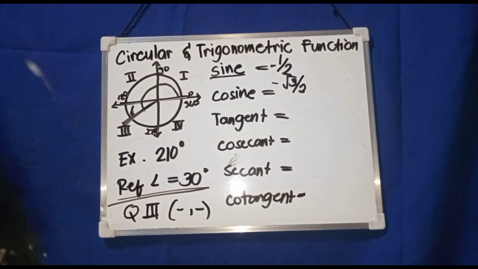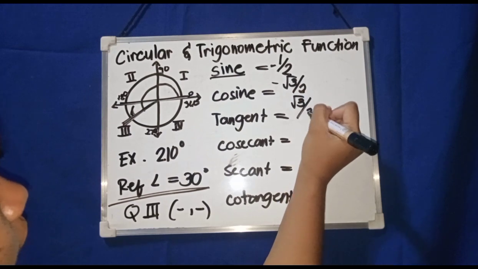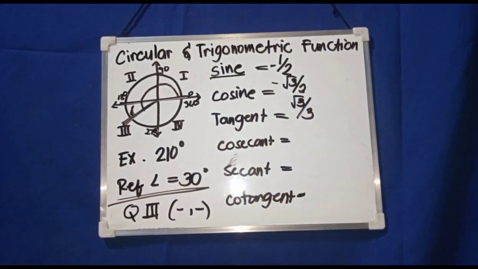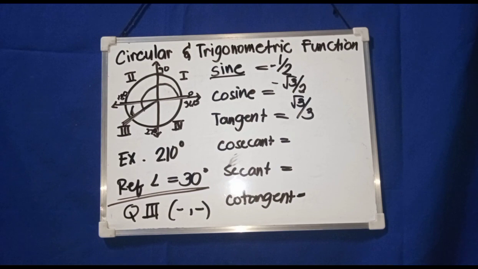And now, our tangent. The tangent of 30 degrees is square root of 3 over 3. Since our sine and cosine are both negative, therefore our tangent is positive. Since tangent is equal to sine over cosine, and negative over negative is equal to positive.